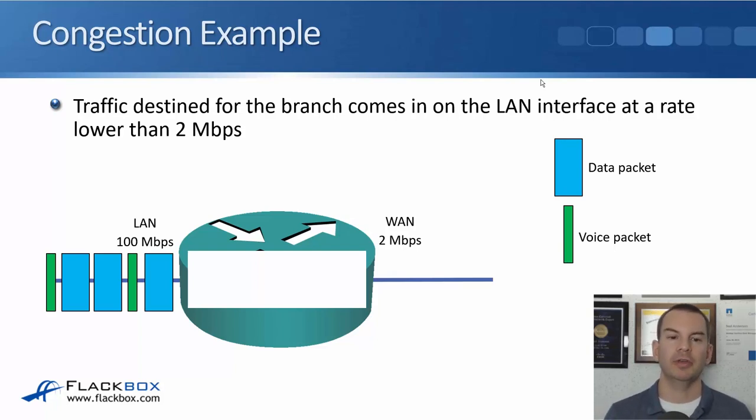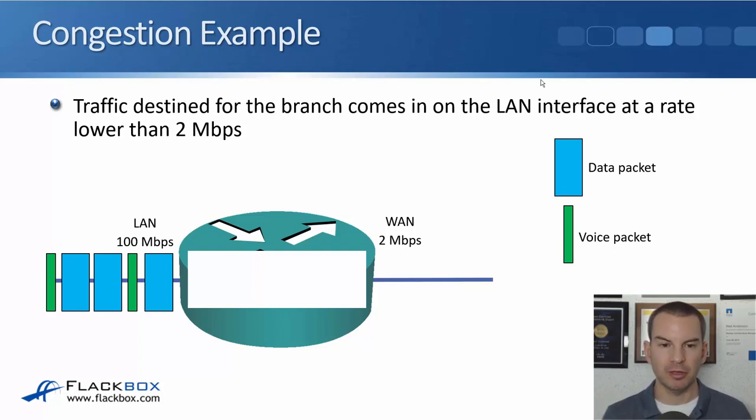So we've got traffic coming in on the inside interface on that router, which is going over to our external offices. And because we're running a converged network here, we've got voice, video, and data packets coming in. In the example, you'll see the data packets are blue, and they tend to be bigger than your voice packets, which are usually small, well, always small packets. So our voice packets are the small green ones.